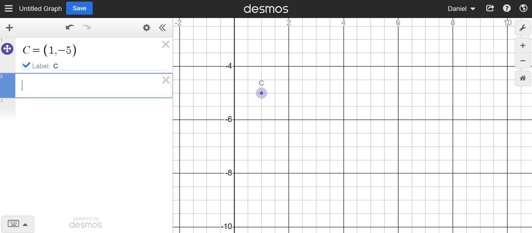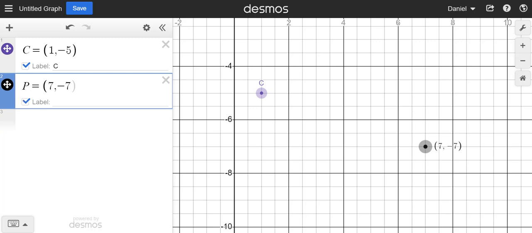Then the point on the circle, I'm going to call that P equals, and then the point on the circle was (7, negative 7). So I'm going to have those two values on there, and I'm going to label that point P for the other point. So that's what I have so far. I got the center and the point on the circle in Desmos.